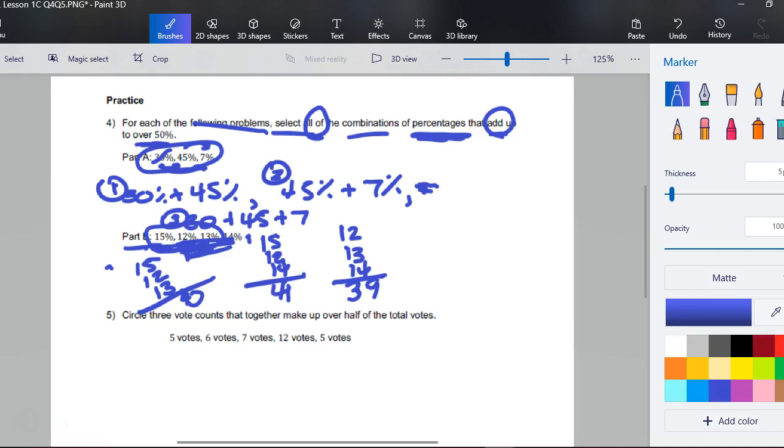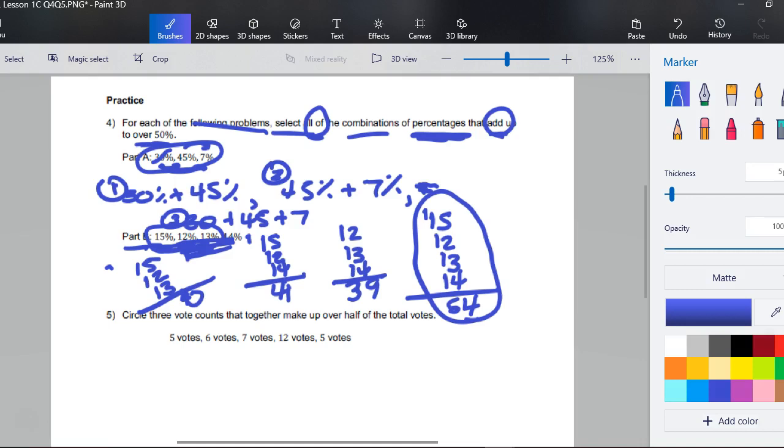So 1 at a time doesn't work. 2 at a time doesn't work. 3 at a time doesn't work. Our only remaining hope is that if we take all 4 of them, 7 and 7 is 14. 1, 2, 3, 4, 5, and we have a winner. So the only combination on B would be to take them all.